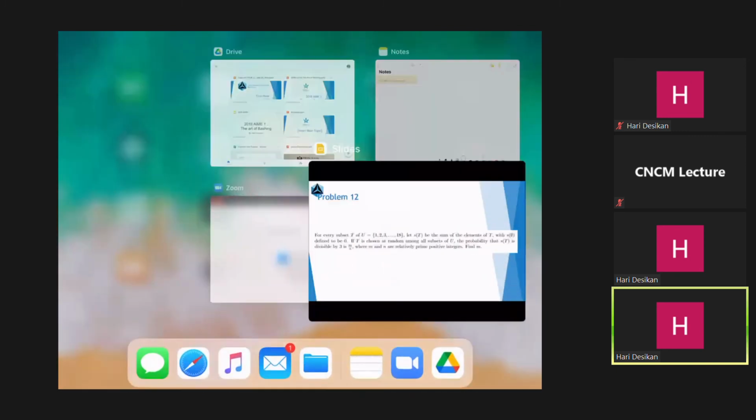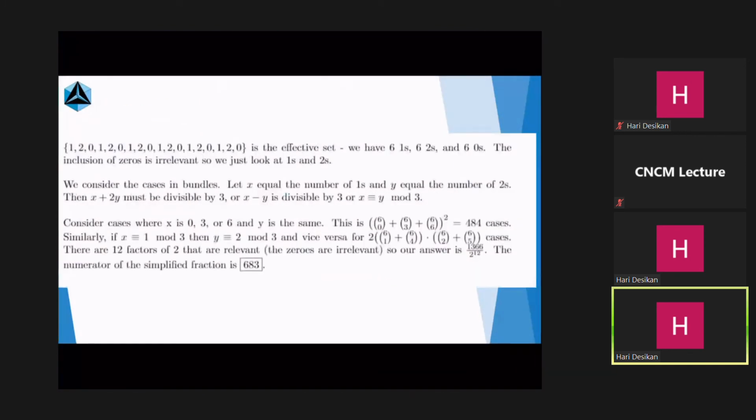And that's precisely what we'll end up finding here. It's simply 683.